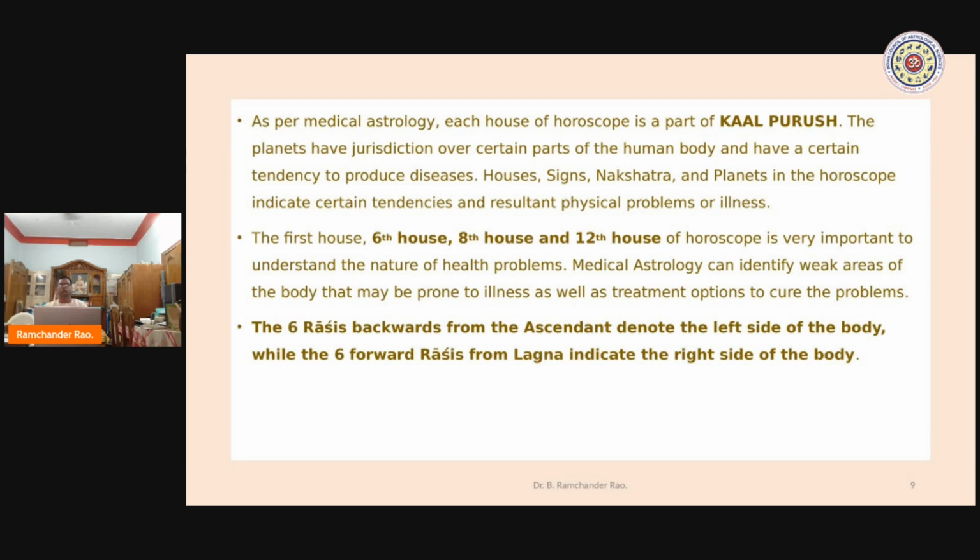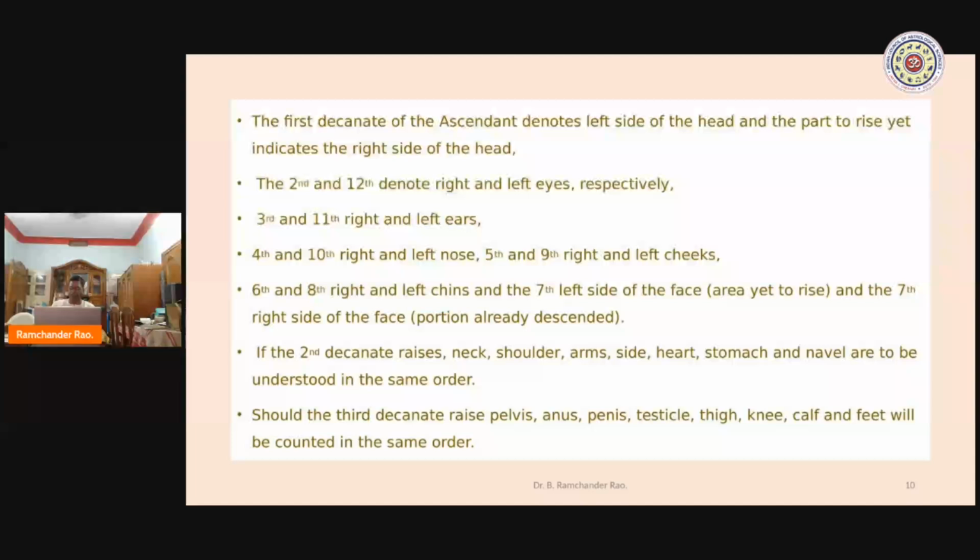Now, the sixth rasi backward from the ascendant denotes the left side of the body, while the sixth forward rasi from the lagna indicates the right side of the body. That you can understand. The first decanate of the ascendant denotes the left side of the head, and the part yet to rise indicates the right side of the head. You know that it is the brain. The first house represents the brain, the left side of the head and the right side of the head.